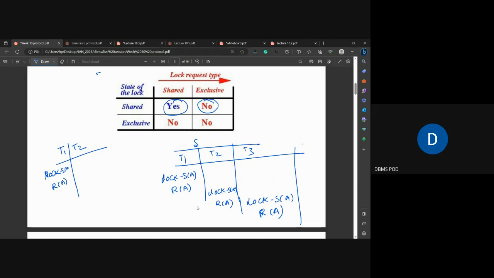Exclusive lock. Now suppose there is a schedule of T1 and T2. If an exclusive lock is applied on a data item, it cannot be shared. So we cannot lock the T2 transaction with a shared lock or exclusive lock. After unlocking we can lock, but before unlocking we cannot apply a shared or exclusive lock. So the lock matrix is clear.